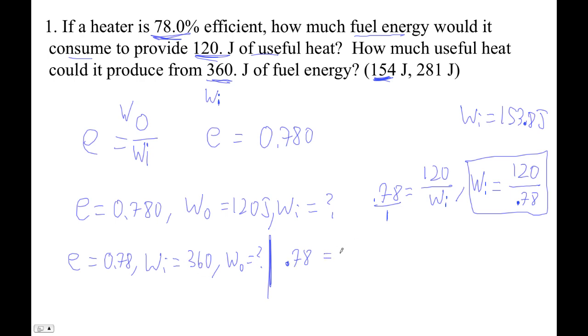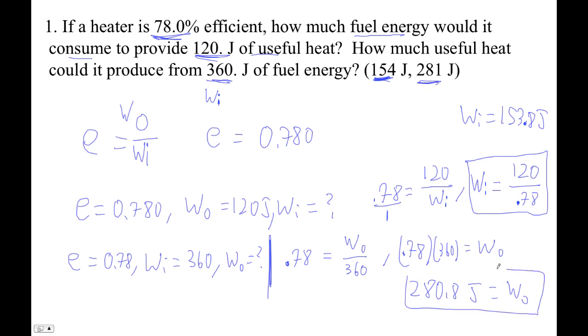Output is what we want to find, right? And input is 360. And this is simple. I just multiply both sides by 360, and I get 0.78 times 360 equals 280.8, which I guess we'd have to say 281 joules. Yay.